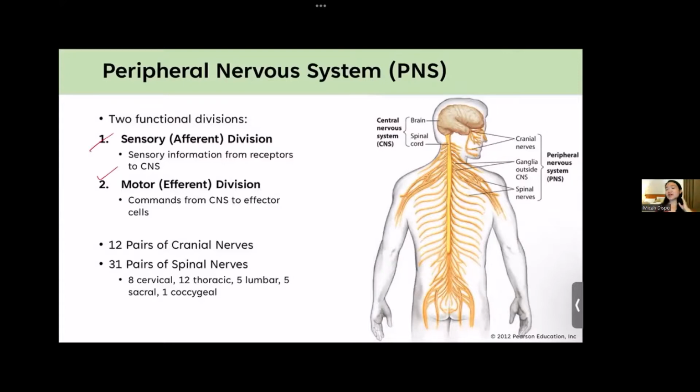Okay. So some important parts of your peripheral nervous system are your cranial nerves. So these cranial nerves originate from your brain and extend to mostly your head and upper body, while your spinal nerves originate from your spinal cord and extend to parts lower than the head. All right. So your cranial nerves are 12.